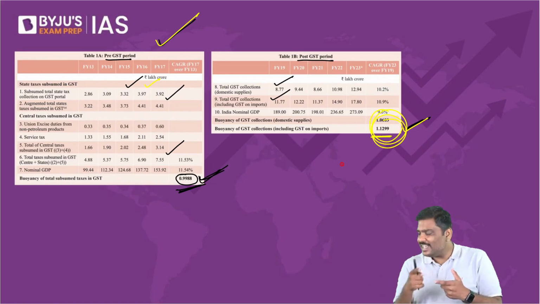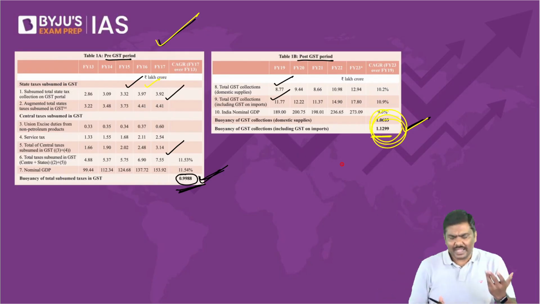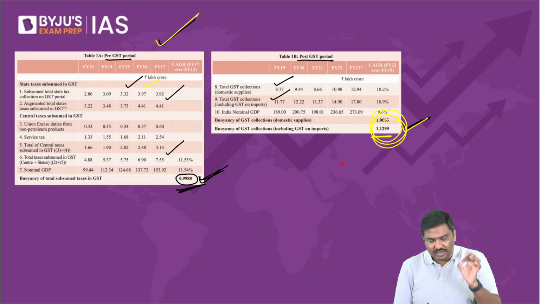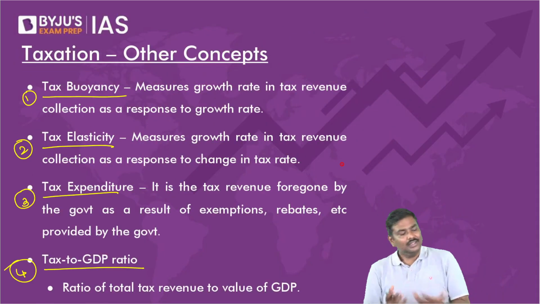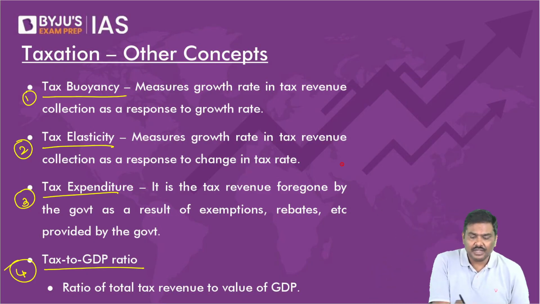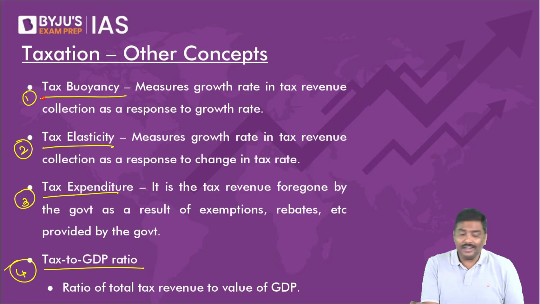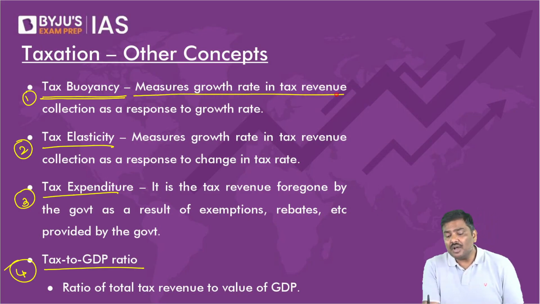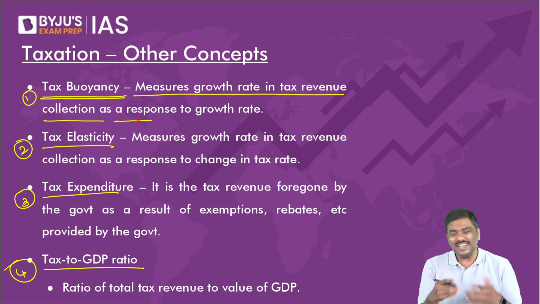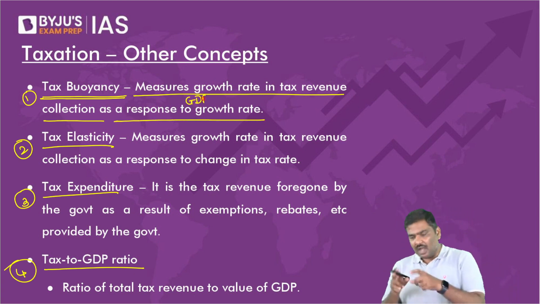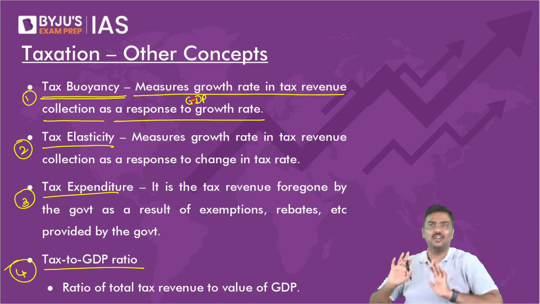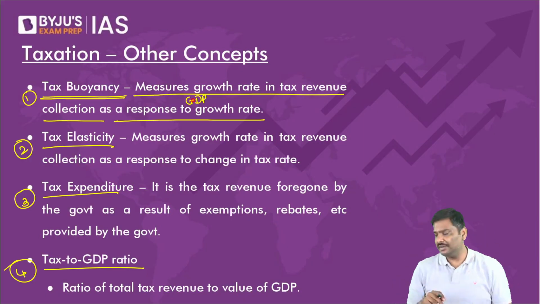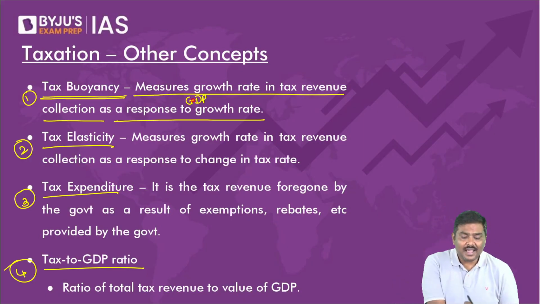So don't you think GST has benefited the government by increasing the tax revenue collection? Of course, yes. That is basically the concept of tax buoyancy. Tax buoyancy measures the growth rate in tax revenue collection as a response to the overall GDP growth rate. How is tax collection changing compared to overall GDP changing in the economy? That is tax buoyancy.